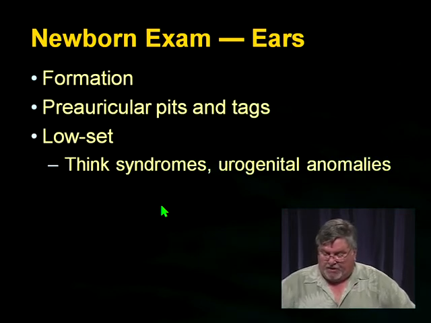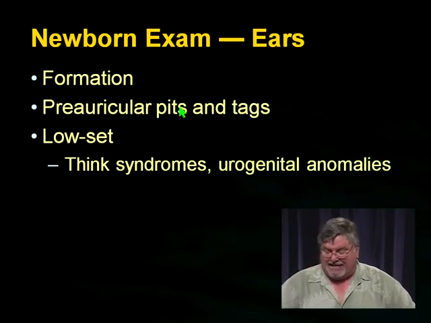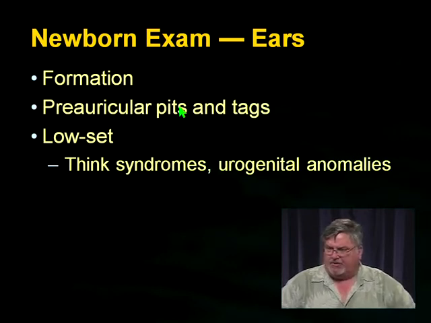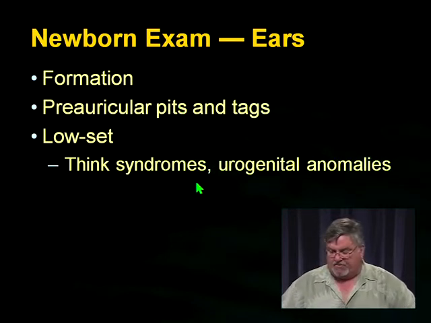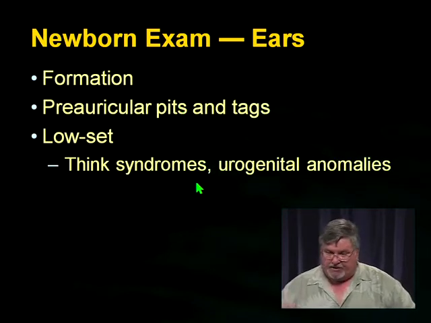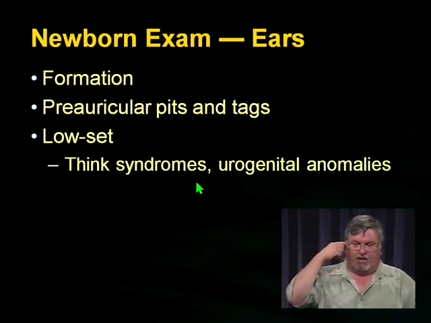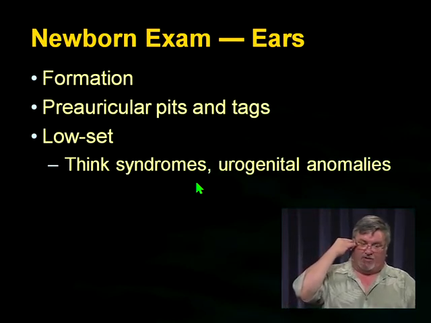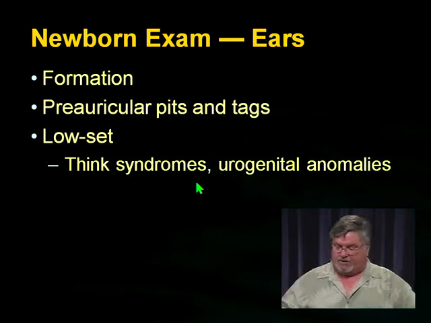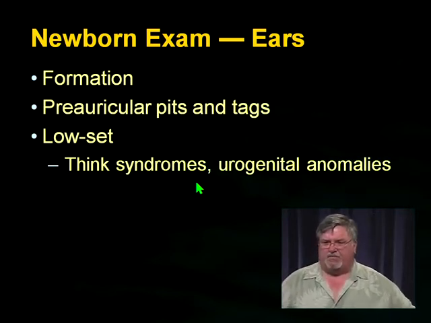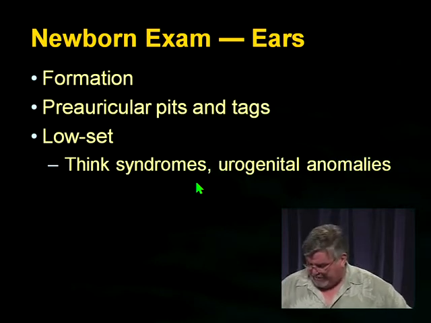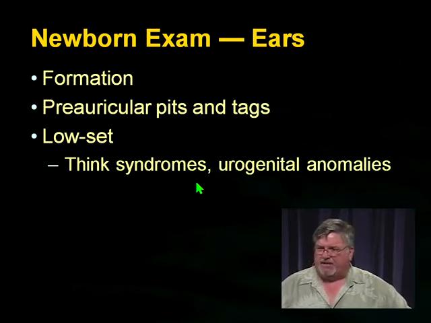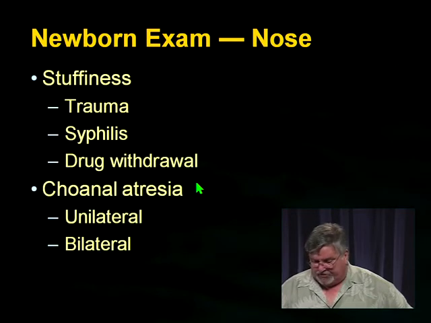Ears: preauricular pits and tags are common. Unilateral, they generally don't have any other associations. Bilateral sometimes can be associated with renal abnormalities. And if you have low-set ears, you think about syndromes as well as urogenital anomalies. Low-set ears is when the insertion of the ear occurs below an imaginary line that you draw from the outer canthus of the eye back towards the ear. Some kids with very deformed skulls because of their birthing process will seem to have low-set ears in the first couple of days of life, and then sort of everything unmolds.